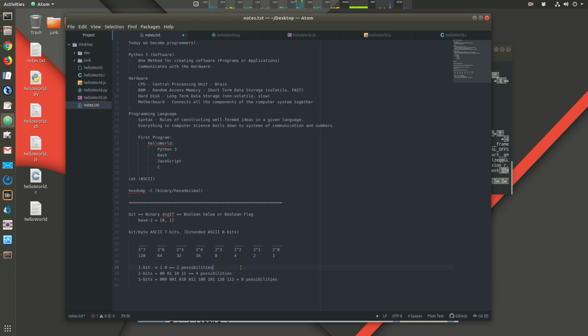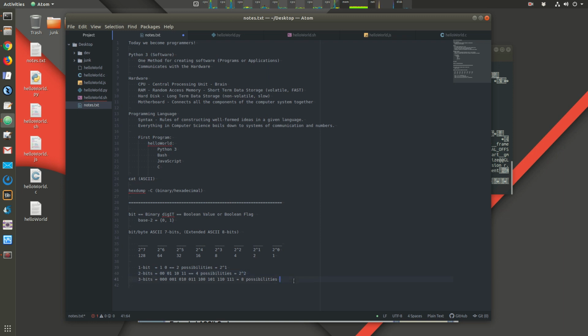Okay? So it turns out that this is because we take the base of the number system we're using, which in this case is binary, so the base is 2, raised to the number of digits. If we have 1 digit, then 2 to the first power is just 2, which is our number of possibilities. Here we have 2 binary digits, so we take our base, 2, and raise it to the number of digits. So 2 to the second power, 2 squared, is 4, so we have 4 possibilities.